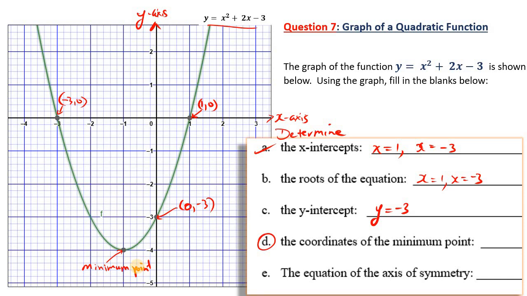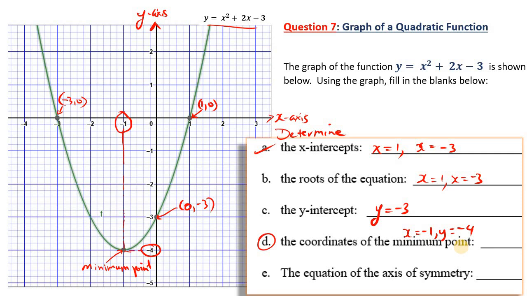And since it's a point, it has 2 coordinates. So if we want to find the coordinates of the minimum point, first off, we go to the x-axis to get the x value, going straight up here. It hits the x-axis at -1. So for the minimum point, x is equal to -1. And for the y coordinate, we go across from the same minimum point to the y-axis. And it hits the y-axis at -4. So the y coordinate is -4.